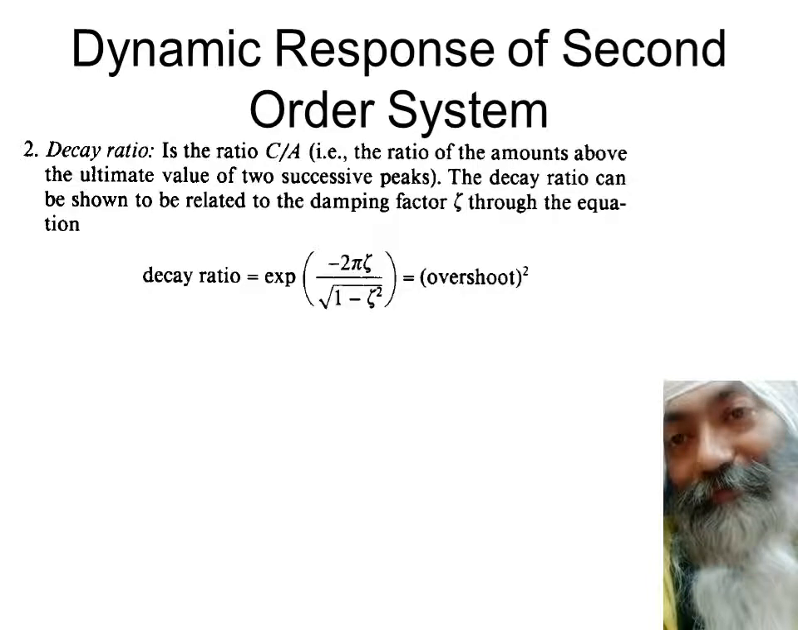The second thing is the decay ratio. Decay ratio is C is to A. I told you quarter decay, C is to A. C is to A means the second oscillation is to the previous oscillation: the ratio of the amount above the ultimate value of two successive peaks. C was the second peak and A was the first peak. And the decay ratio can be shown to be related to zeta again by the same formula, but with an additional 2 over here. Ultimately we see that the decay ratio is equal to the square of the overshoot.